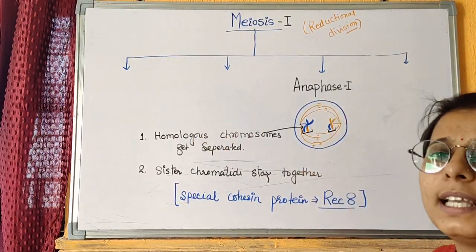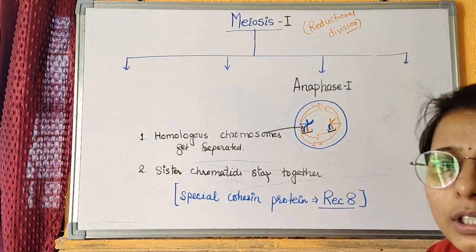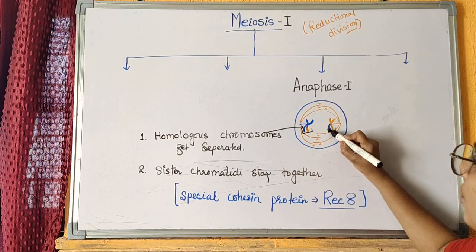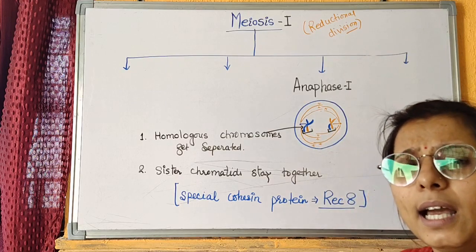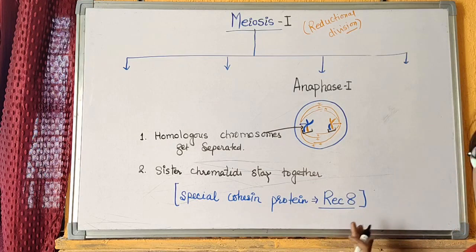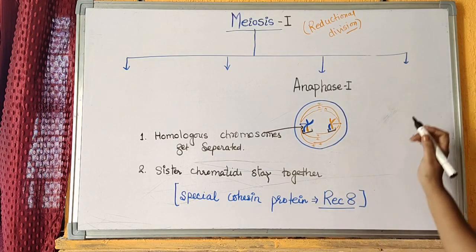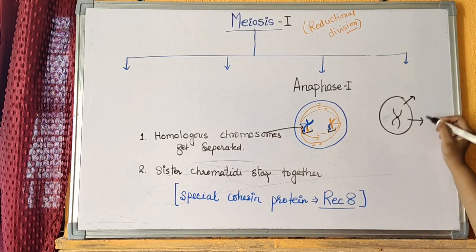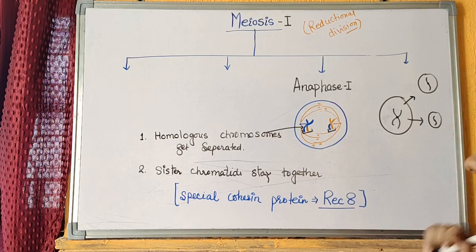The third phase is anaphase 1. Anaphase 1 is a phase where the two homologous chromosomes of a bivalent get separated while the two sister chromatids of one homologous chromosome remain together, and it happens only because of the presence of a special protein called cohesin, or the REC8 protein. This anaphase is different from the anaphase of mitosis, where from a mother cell the two daughter cells are formed having only one sister chromatid.